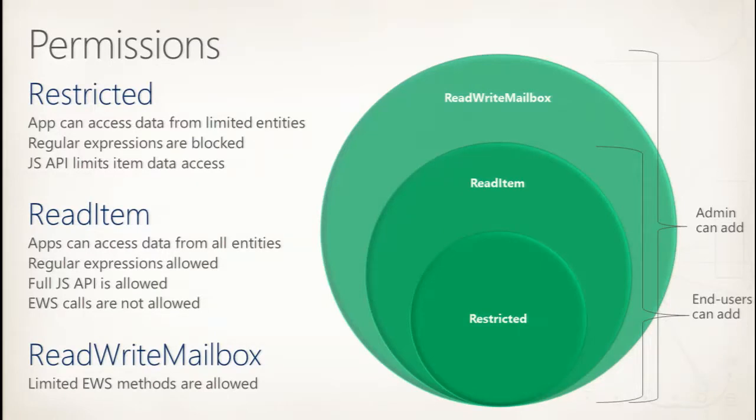If you do need deeper access, which most apps will, and most apps do require more complex access, then you can utilize the read item permission. In this case, apps can use all of the rules that we've discussed, all of the activation rules. Regular expressions are allowed, and all JavaScript APIs are allowed. The only part that's not allowed is EWS.